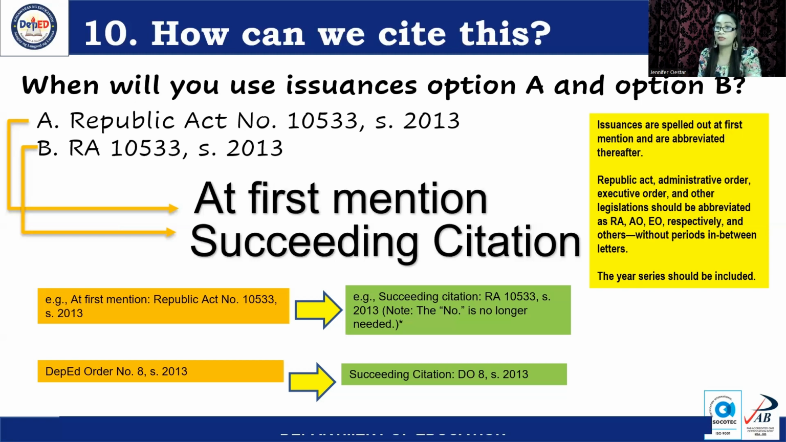Issuances are spelled out at first mention and are abbreviated thereafter. Republic Act, Administrative Order, Executive Order, and other legislations should be abbreviated as RA, AO, EO, respectively, and others, without periods in between letters. The year series should be included.